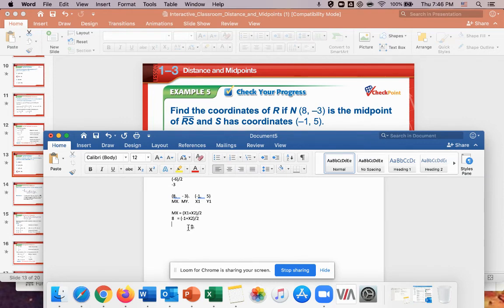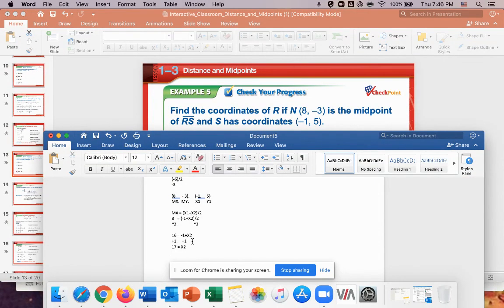First things first, we want to get rid of the divided by 2. So we're going to multiply both sides by 2. The 2s on the right-hand side cancel out. 8 times 2 becomes 16. So we got 16 equals negative 1 plus x2. Then what we want to do is add 1 to both sides to get rid of that negative 1. So we got 17 equals x2. That's good so far.